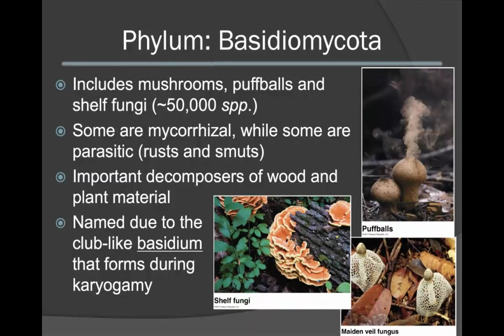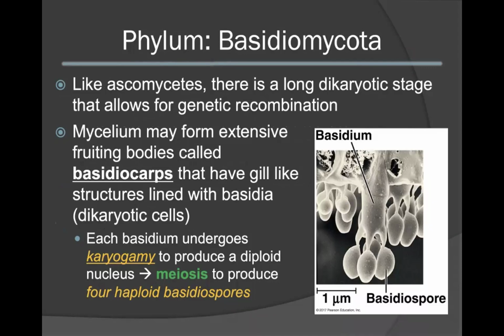The basidiomycots include mushrooms, puffballs, and shelf fungi. Some can be mycorrhizal, some are parasitic, while others are important decomposers. These species are named due to the presence of a club-like basidium that forms during the process of karyogamy. Similar to ascomycetes, basidiomycots will have a long dikaryotic stage. This allows for an increase in genetic diversity through genetic recombination or fusion of nuclei.